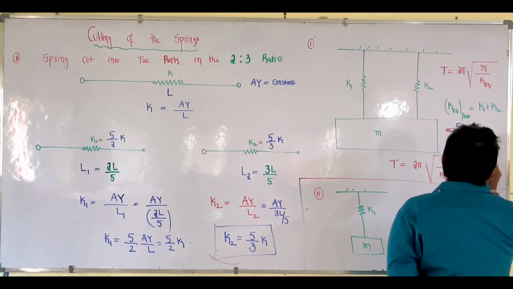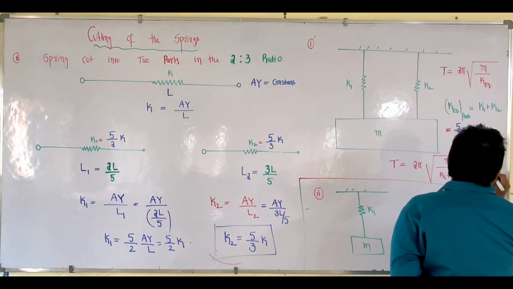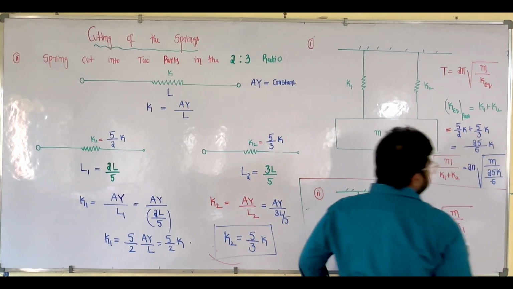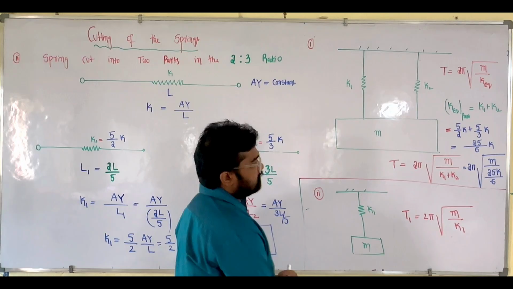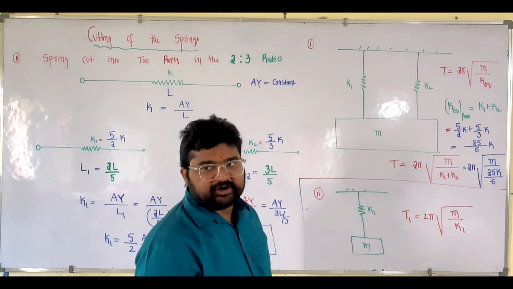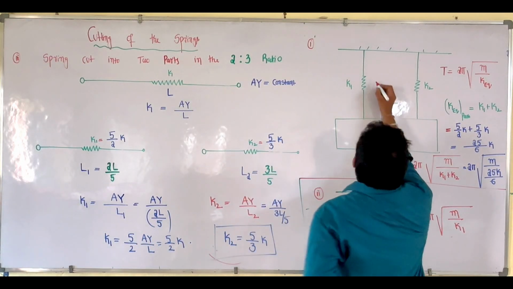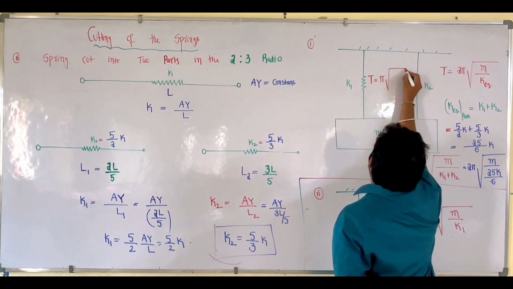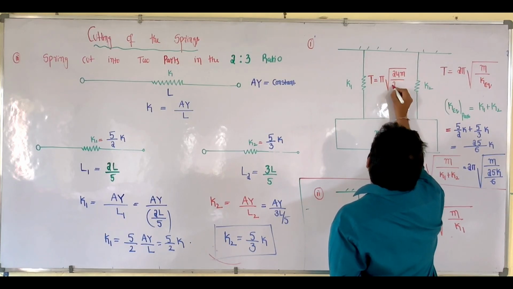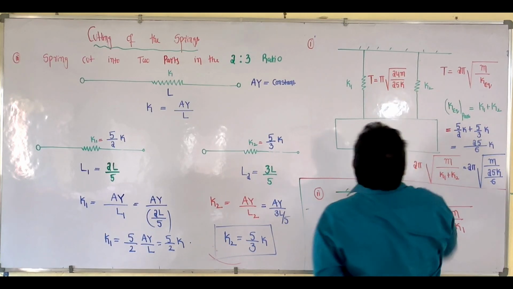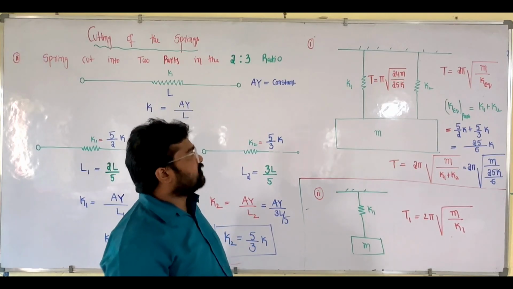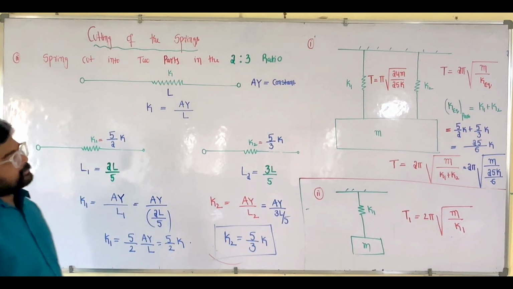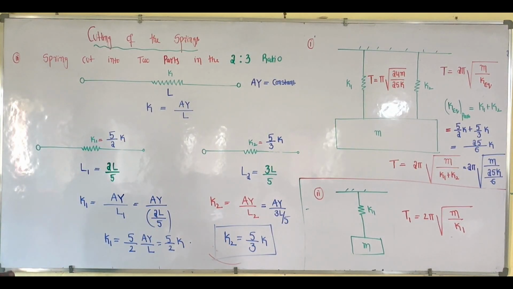2 pi square root of m by 25K/6. So here, what is the time period T? Pi times square root of 24m by 25K.